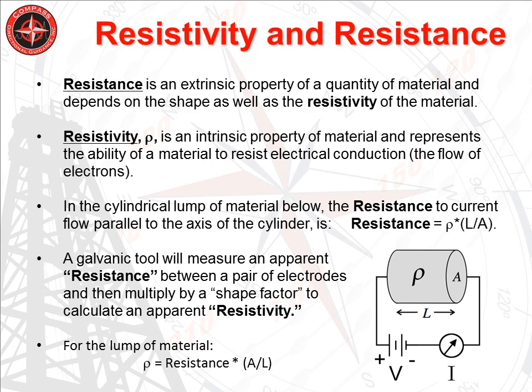The shape factor, or K constant, depends on the physical dimensions of the electrodes chosen by the tool designer. In the case of the cylindrical lump, the shape factor is the area A divided by the path length L. This means that the apparent resistivity of the lump is equal to the applied voltage V divided by the measured current I times the shape factor K.